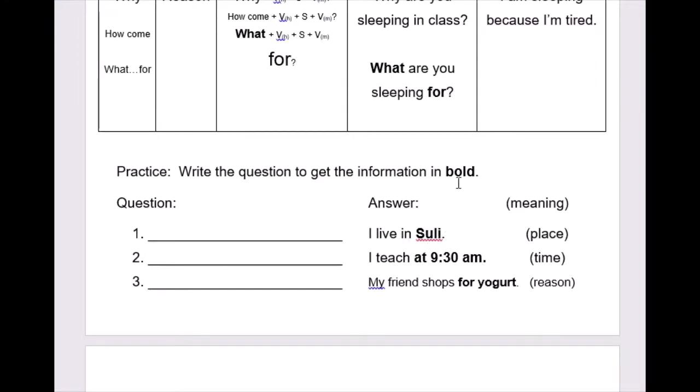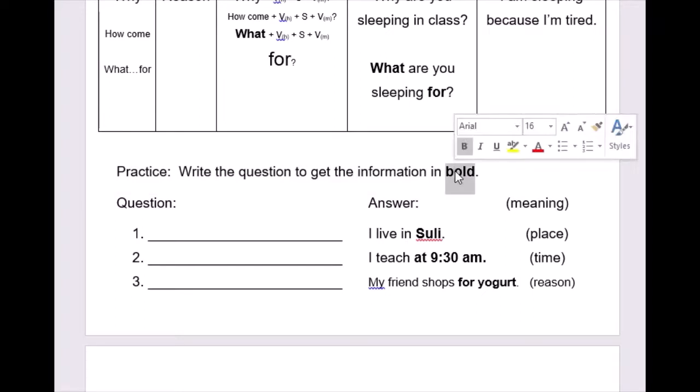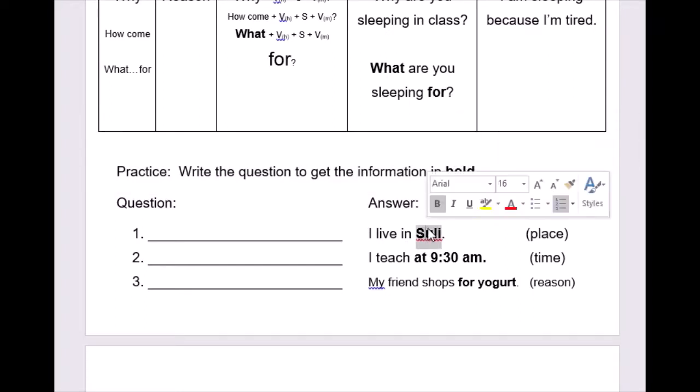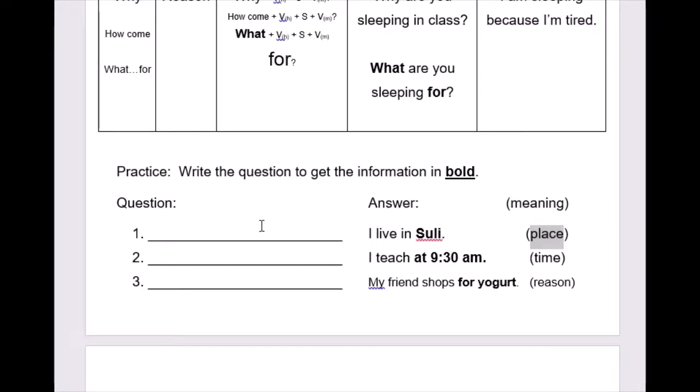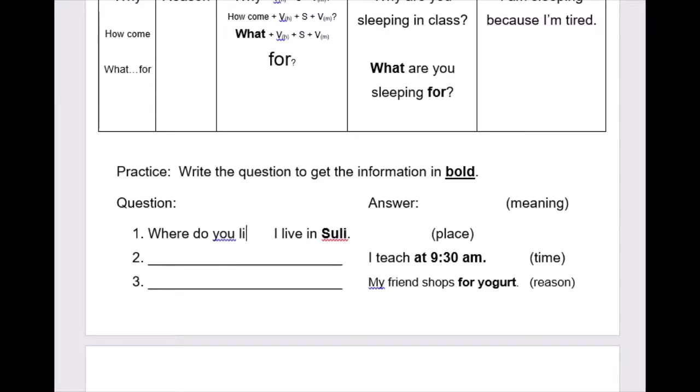Okay, so I live in Suli. Suli is the key word. I want to get that information. It's about a place. I'll ask a question about place. So I live in Suli. What's the question that I ask you? Where do you live? Okay.